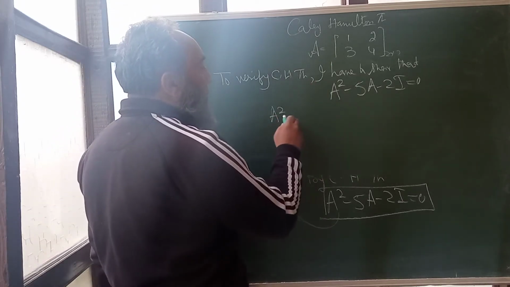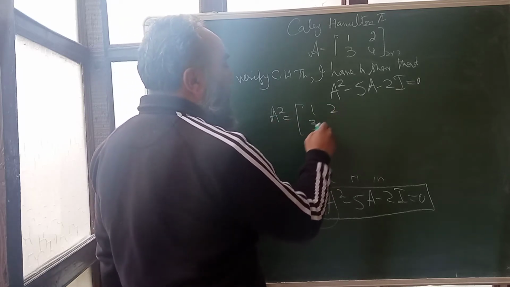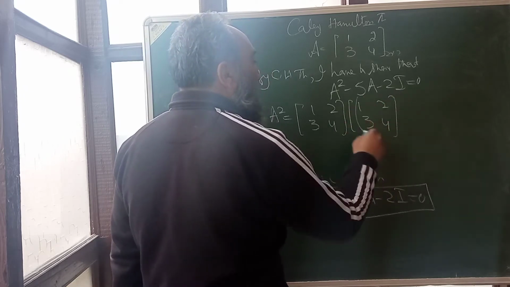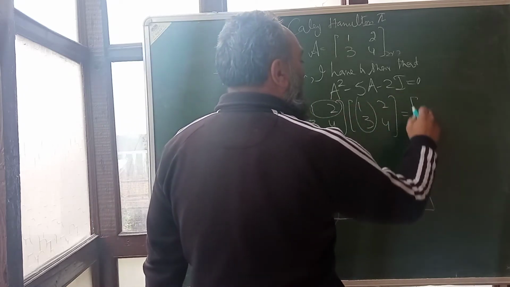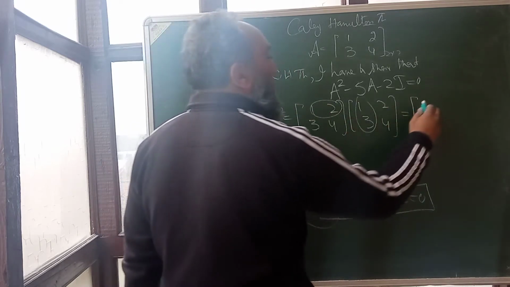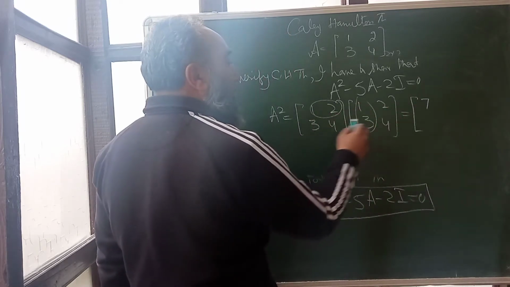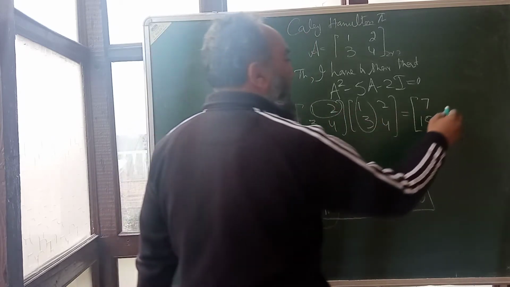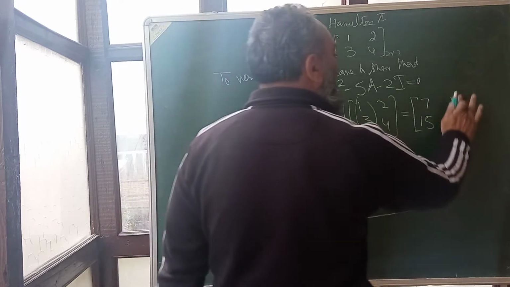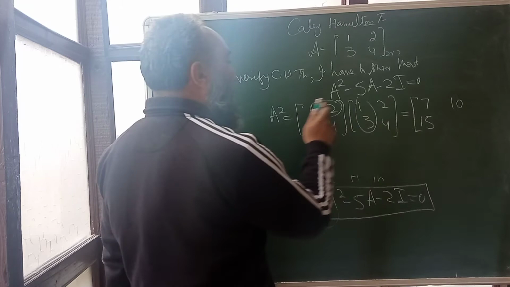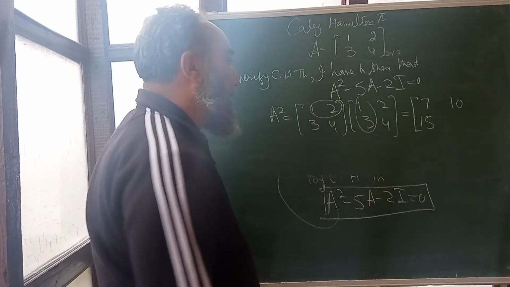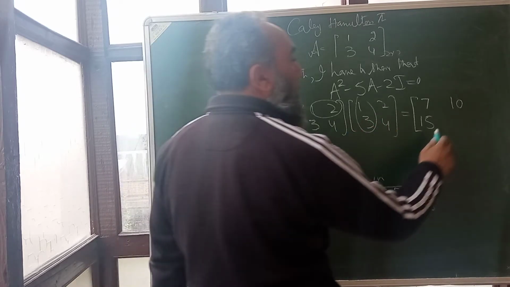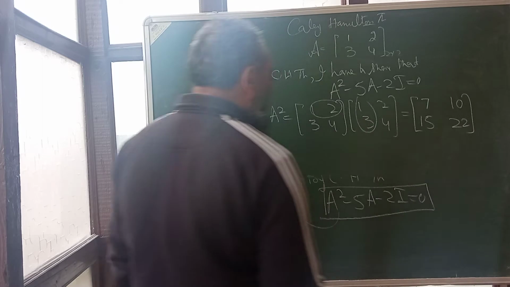Now A square is equal to [1, 2; 3, 4] times [1, 2; 3, 4]. Now let me multiply it out. This is equal to 1 into 1, 2 into 3, 6, so it is 7. 1 into 2, 2 into 4, 8, so it is 10. 3 into 1, 4 into 3, 12, so it is 15. 3 into 2, 6, 4 into 4, 16, 16 plus 6 is 22.